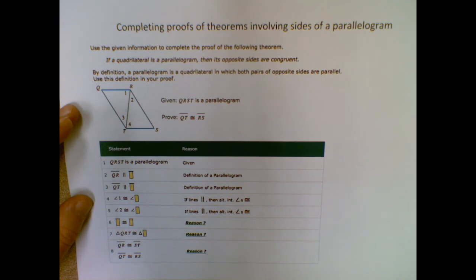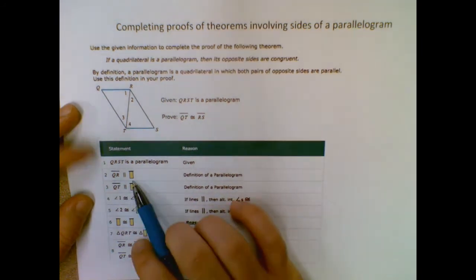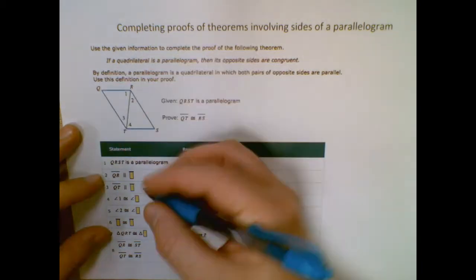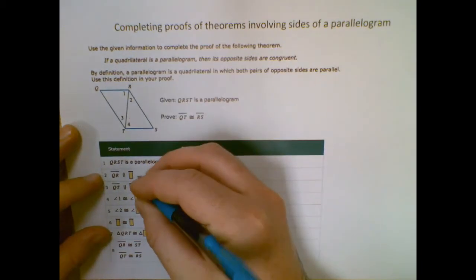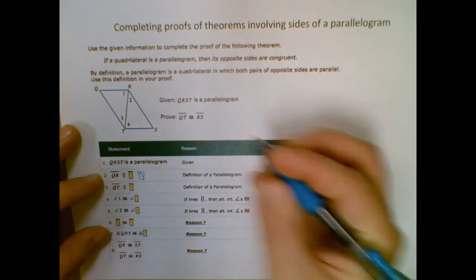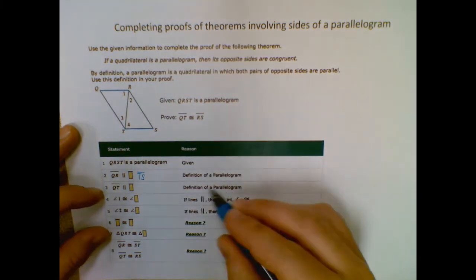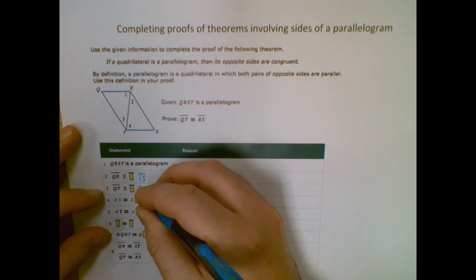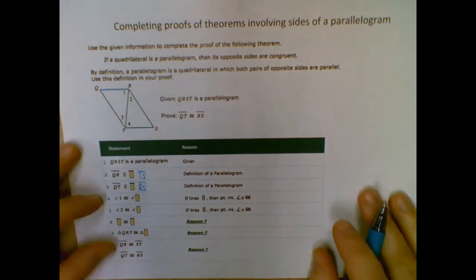Alrighty, so where did I start here? I have a parallelogram. Because it's a parallelogram, opposite sides have to be parallel. So line segment QR is going to be parallel to line segment TS. And also from the definition of a parallelogram, QT and RS have to be parallel as well.